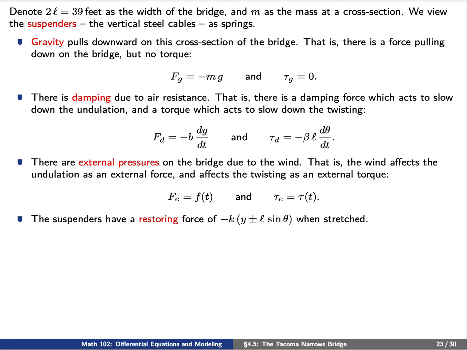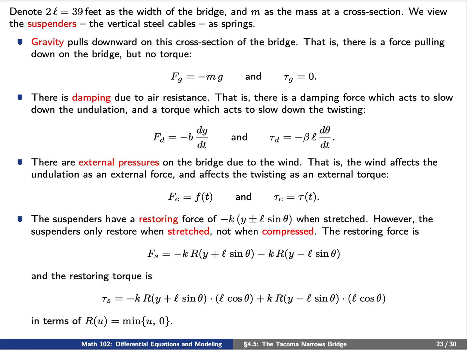They have a restoring force that's proportional to either y plus L sine theta or y minus L sine theta. But let's be a little bit careful. The suspenders here only work when we have a stretching of the vertical steel cables. They don't work this way when we have a compression of the vertical steel cables. So this means by looking at the steel cables on the left and the steel cables on the right, we can write the restoring force, F sub s, as negative k times r of y plus L sine theta minus k times r of y minus L sine theta.